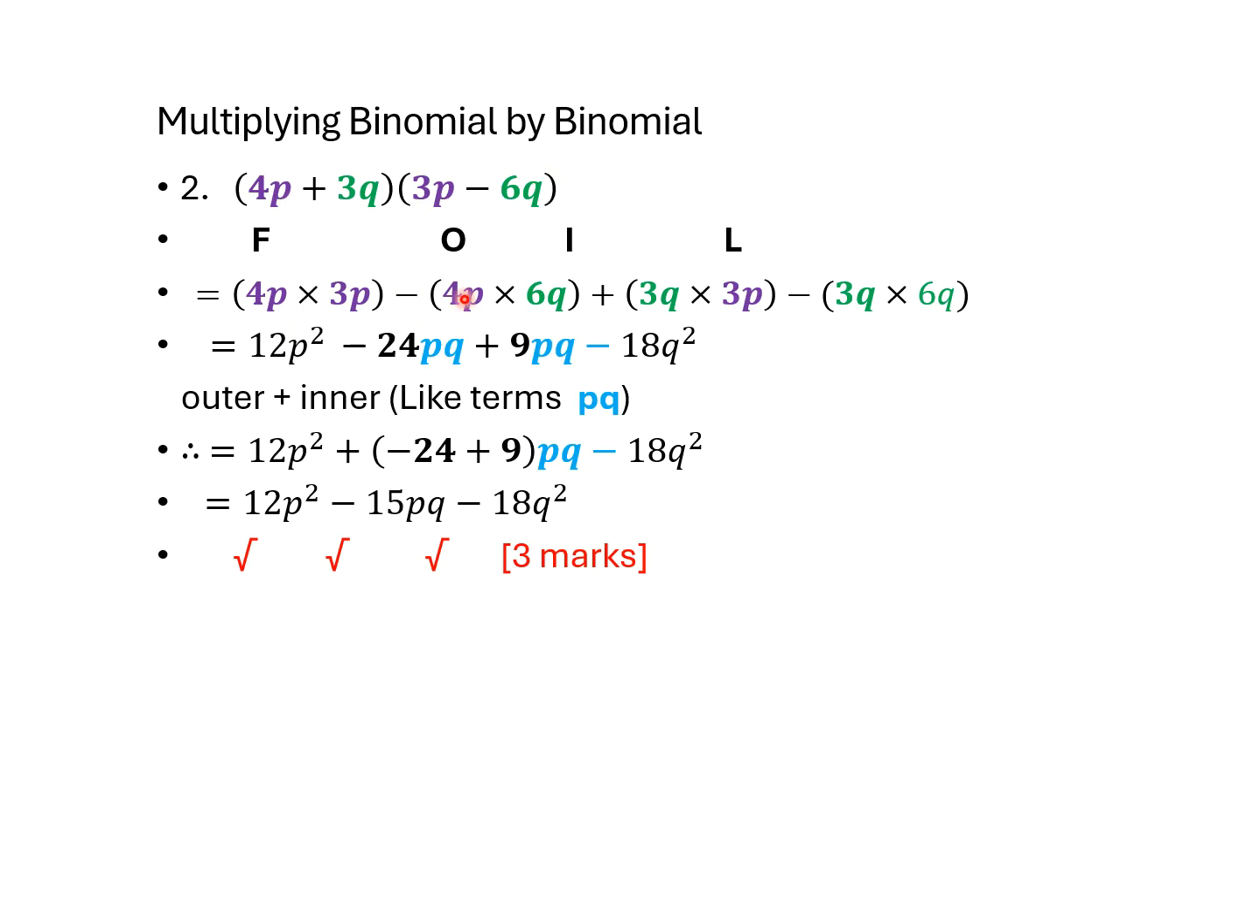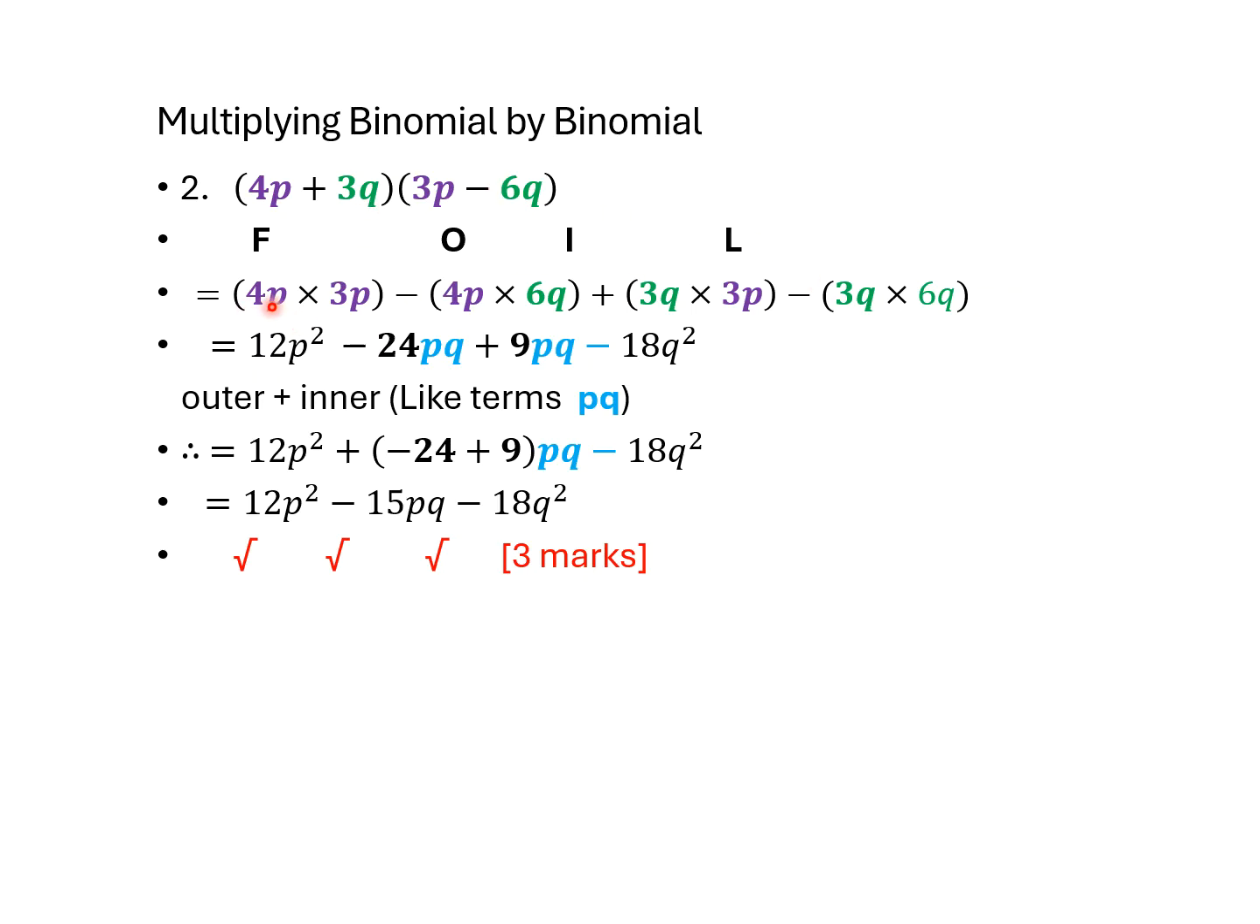Then 4p times 6q. My inners is the 3q and the 3p. So positive times the positive gives me positive. And I have 3q times 3p. Then I have my last terms, positive times negative, which is negative. Then 3q times 6q.